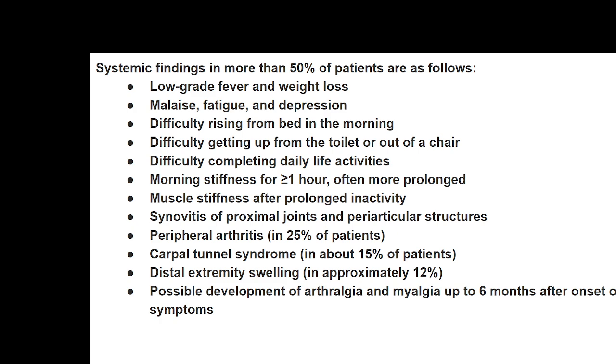Synovitis of proximal joints and periarticular structures. Many times there could be inflammation of the synovial membrane also. Peripheral arthritis, in the minor joints like phalangeal joints or wrist joints, could be involved in around 25% of the patients. Some patients may present with symptoms of carpal tunnel syndrome, where the nerve may be compressed, in about 15% of the patients. Some patients may have distal extremity swelling in approximately 12% of the patients, and possible development of arthralgia and myalgia up to 6 months after the onset of systemic symptoms.